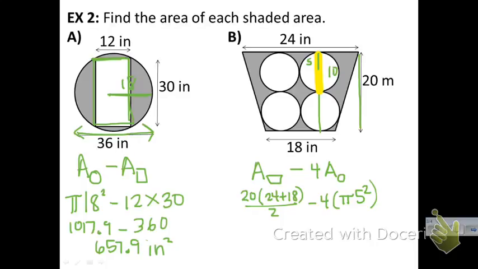So we take the 24 plus 18 and we get 42. We multiply that by 20 and divide by 2. I may have said 420. 42 multiplied, you end up multiplying it by 10 to get 420. And then minus 5 squared is 25 times 4 is 100 times pi is 314.2. And then we go ahead and subtract those and we get 105.8. And this would be meters squared.